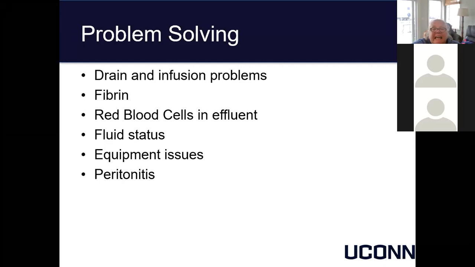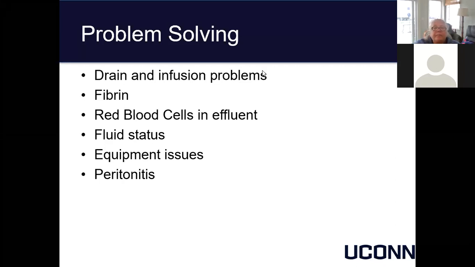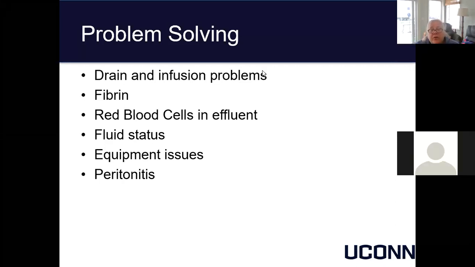There's usually a kink in the catheter, if you will. I already talked about sometimes there's a little fibrin clot maybe. Red blood cells, you want to manage their fluid status. Machinery, equipment can break down. And again, infections like peritonitis are a potential risk with peritoneal dialysis.